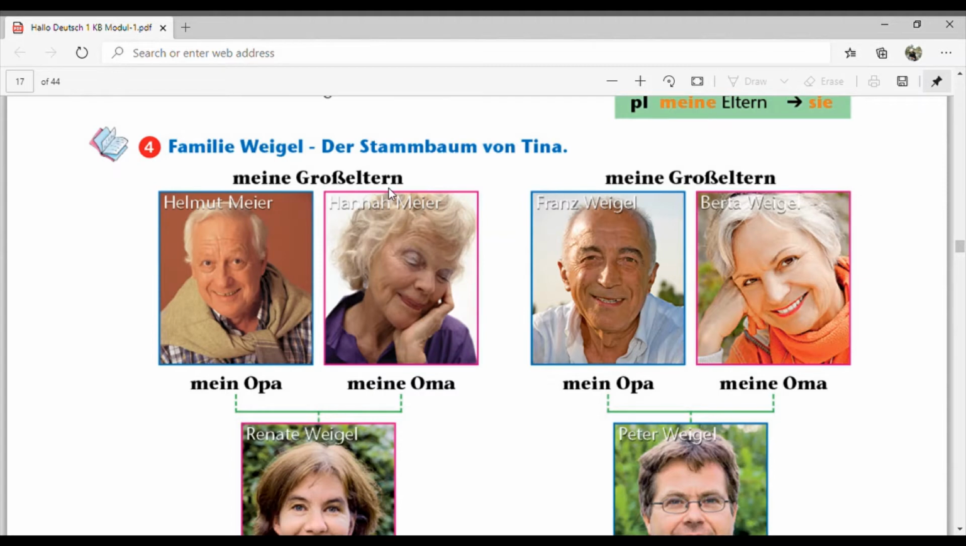Meine Großeltern, yeah, so my grandparents. Then again meine Großeltern, my grandparents. Mein Opa, so my grandfather, that means maternal grandfather. Meine Oma, maternal grandmother, so it's a Nanaji and a Naniji. And then mein Opa, it's a grandfather, Dadaji. And then meine Oma, it's a Dadima.